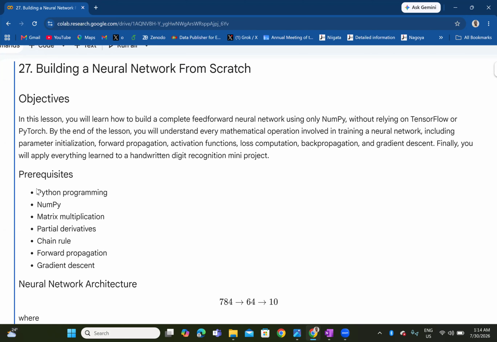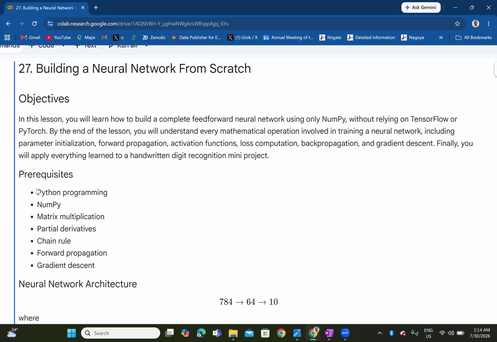By the end of the lesson, you will understand every mathematical operation involved in training a neural network, including parameter initialization, forward propagation, activation functions, loss computation, backpropagation, and gradient descent. Finally, you will apply everything learned to a handwritten digit recognition mini project.